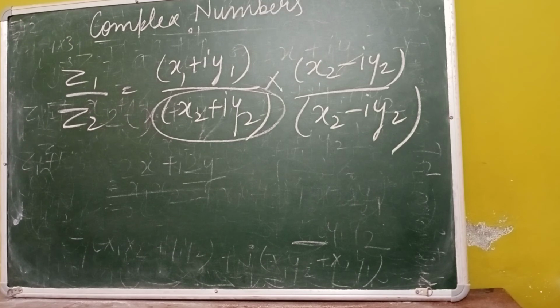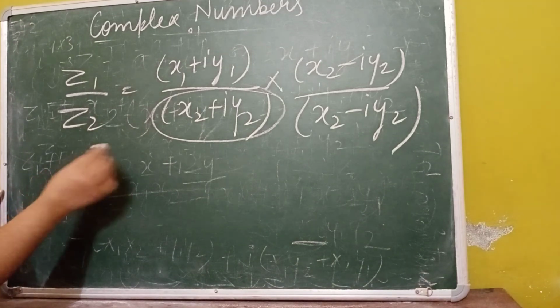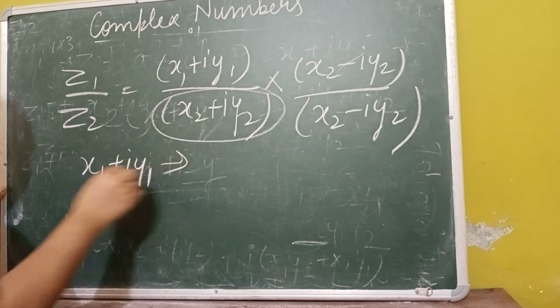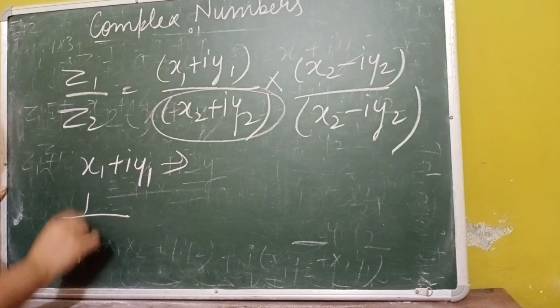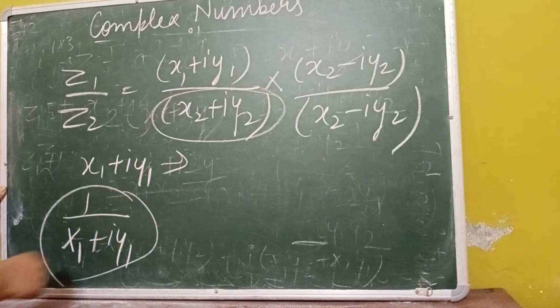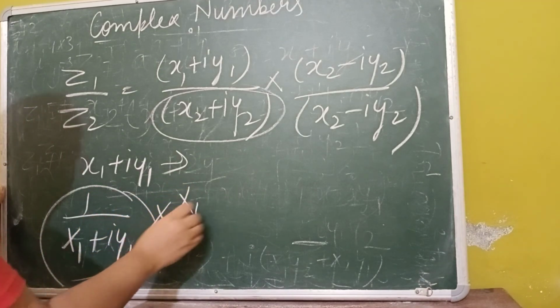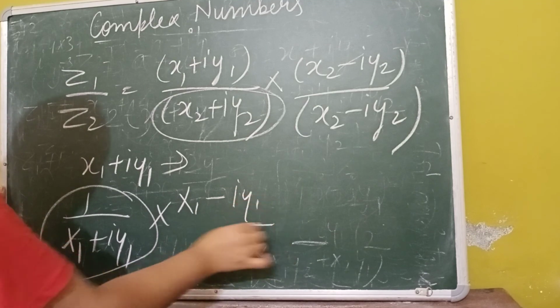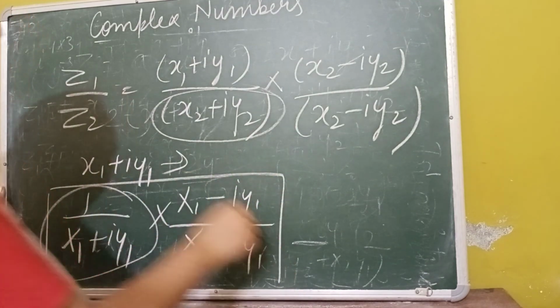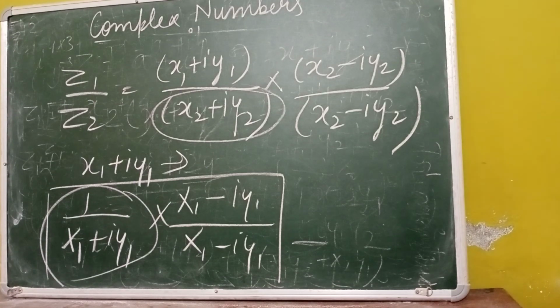The same applies for the reciprocal. If I say find the reciprocal of x1 plus iy1, surely you will say it is 1 upon x1 plus iy1. How to solve this reciprocal? You have to apply the conjugate, x1 minus iy1 upon x1 minus iy1. This will be the way to solve reciprocal terms. So whether division or reciprocals are there, we have to use the conjugate.